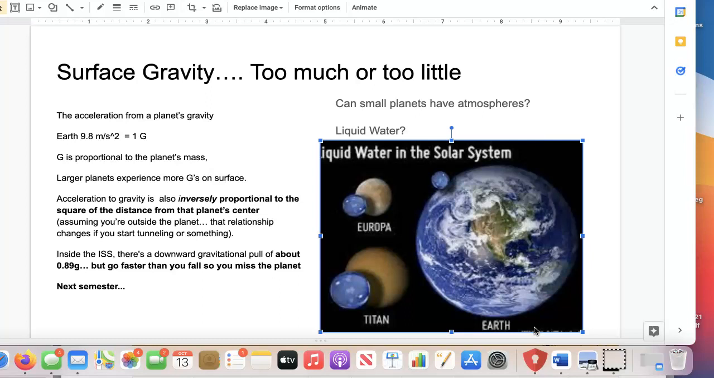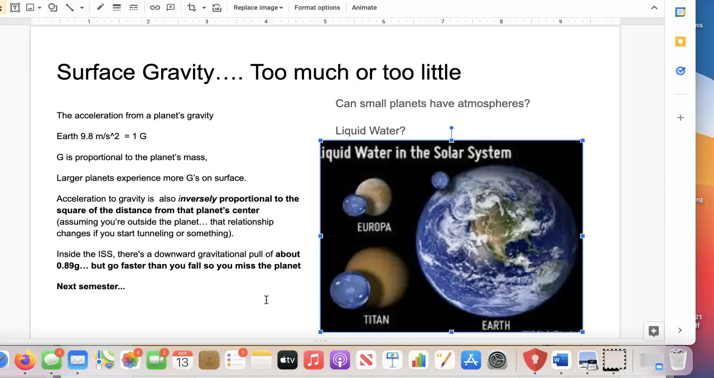Because it's going fast enough that it misses, and it just keeps going around. It's going so fast. So anyway, gravity is important. Smaller worlds have less, larger worlds have more. And gravity, I want you to think about it. How would gravity affect the atmosphere?